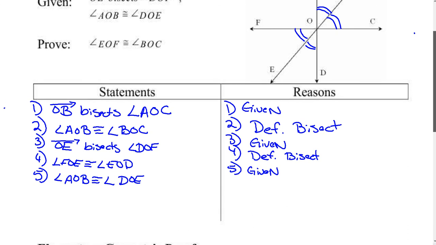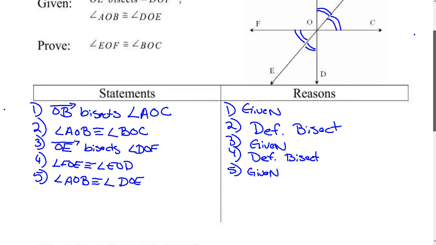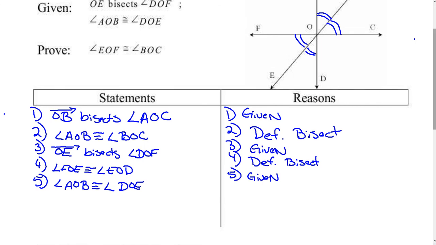Okay, so if I'm looking for FOE, so for 6, angle FOE is congruent to EOD, and EOD, or DOE, same thing, angle DOE is congruent to AOB.